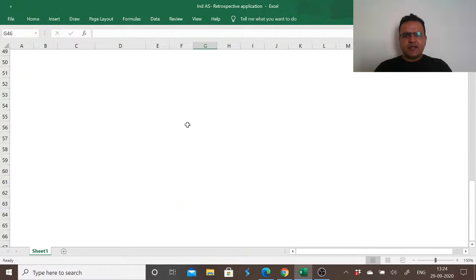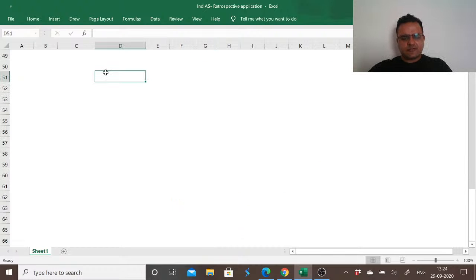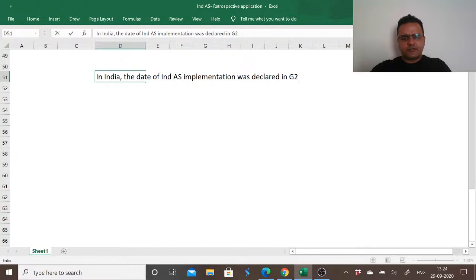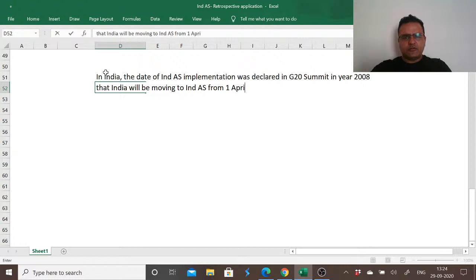Now in India, the date of Ind AS implementation was declared in the G20 summit in year 2008. That India will be moving to Ind AS from 1st April 2011.